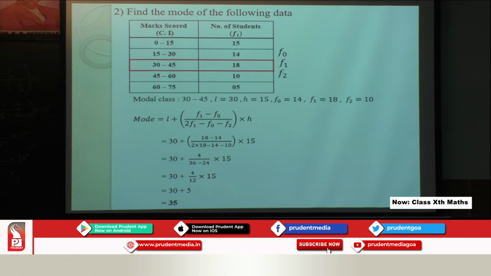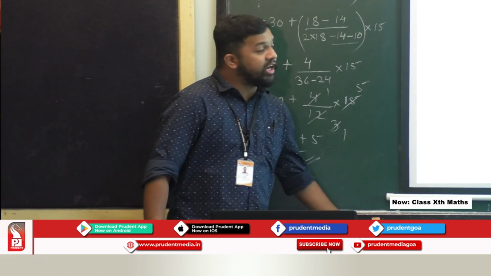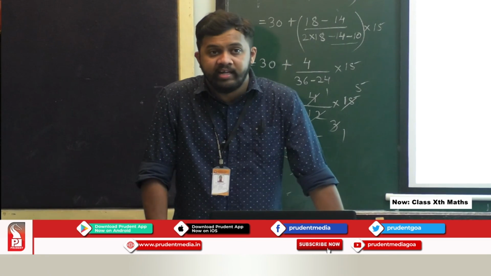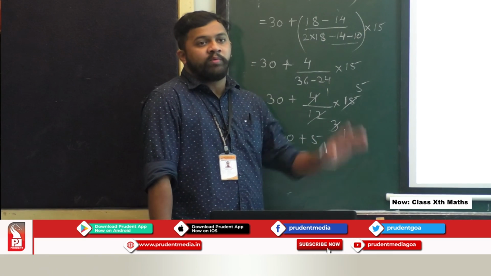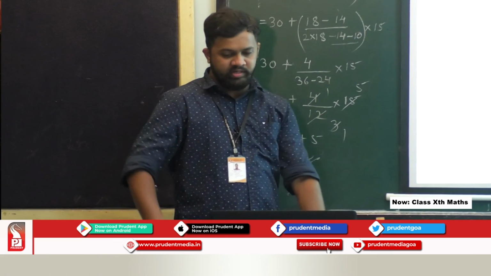And again if you see, your answer 35 will be lying between the model class, 30 to 45. See, it lies between the model class 30 to 45. Your answer should lie between the model class. So hope you are clear with the second measure of central tendency, that is mode. For us, the formula is very important and the substitution of these values.